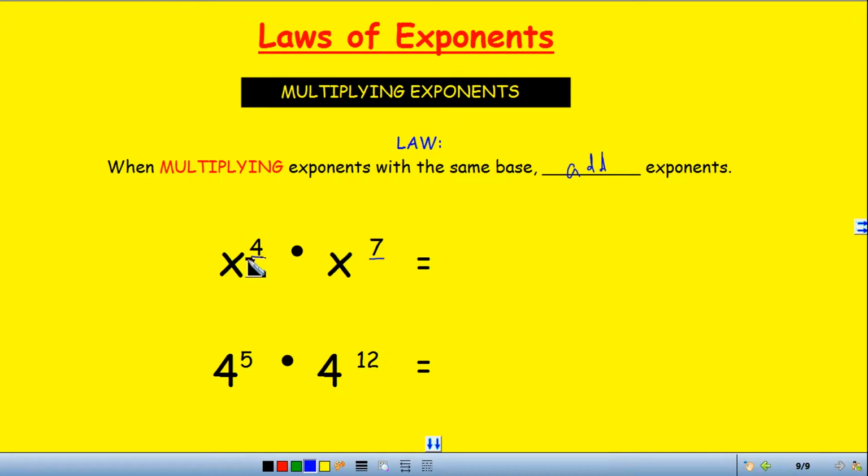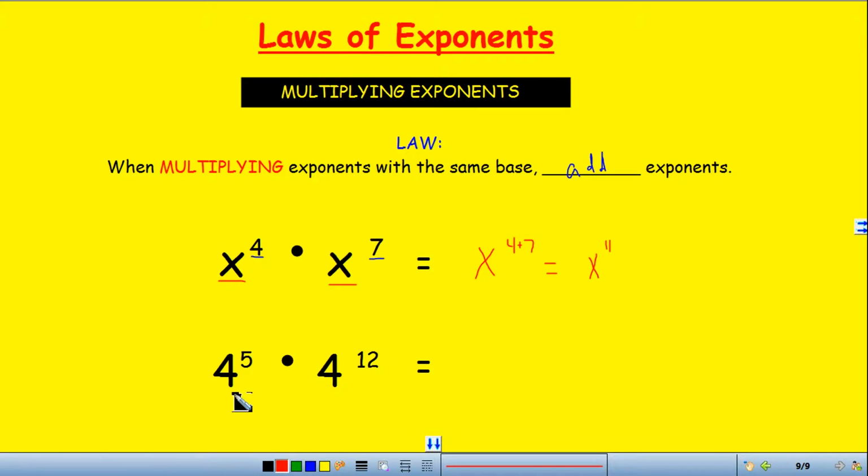So we have x to the 4th power times x to the 7th power. Now, because we have the same base, x here as well as x here, we're going to keep the same base, which is x, and we're going to add the exponents. So that would be 4 plus 7. All right. So we have x to the 4 plus 7, which is 11. So our final answer would be x to the power of 11.